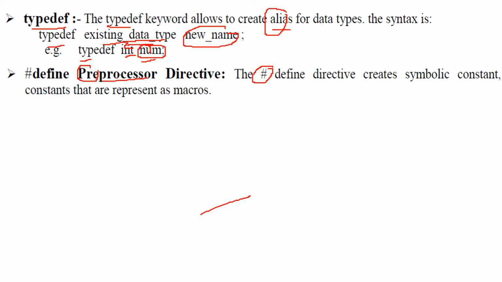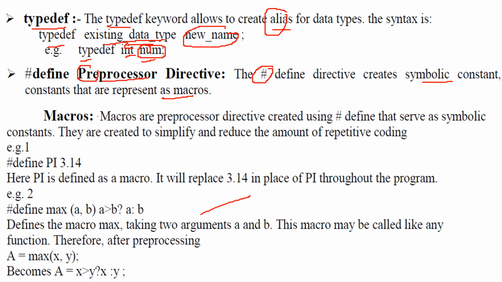Hash define is a preprocessor directive. It creates symbolic constants, actually, which are represented as macros. So now we have macros. So what are these macros? Macros are created just to reduce the amount of repetitive coding.